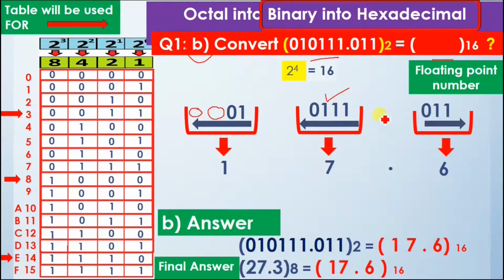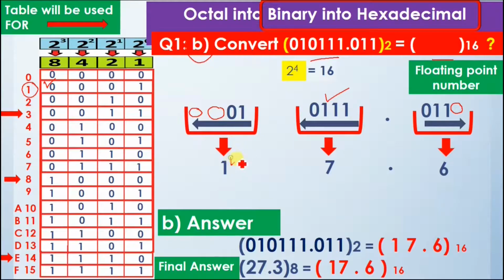And next we see towards the right side of the decimal point that we have the number 011. Again, it has 3 digits and we need to make it 4, so we add a 0 to it. So now we have made the groups. Next we will look at the table and find the equivalent hexadecimal values. So first of all, we look at 0001, which is where? Here in the table, and it is equal to 1.